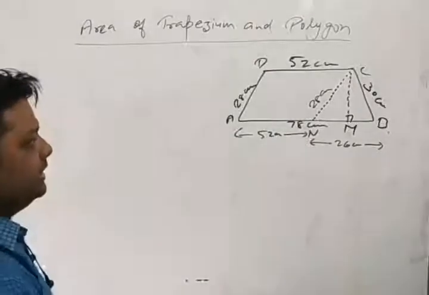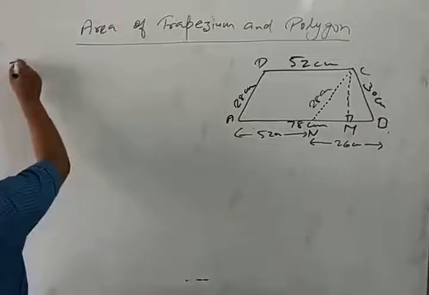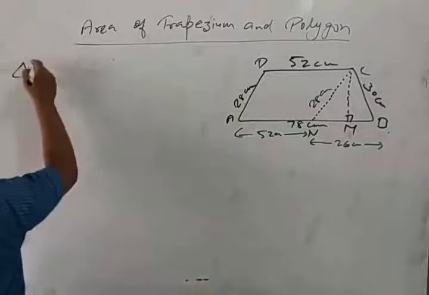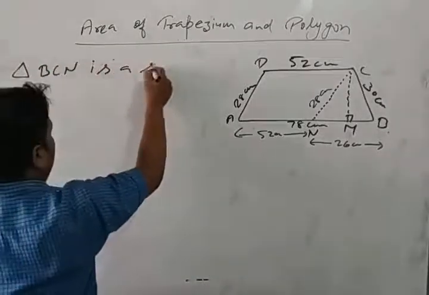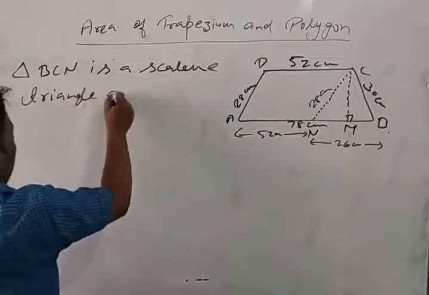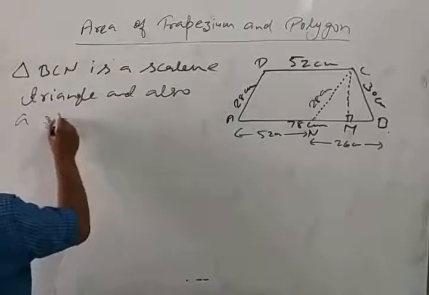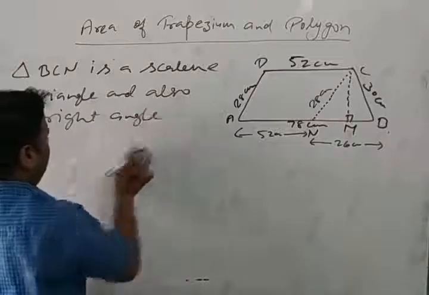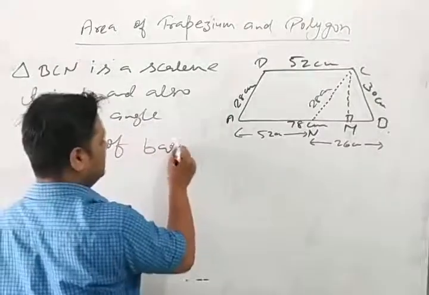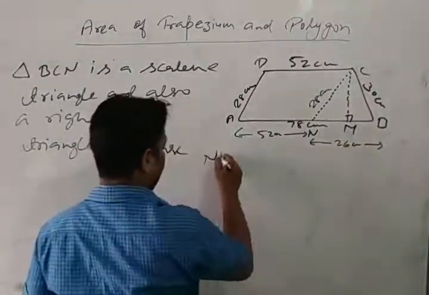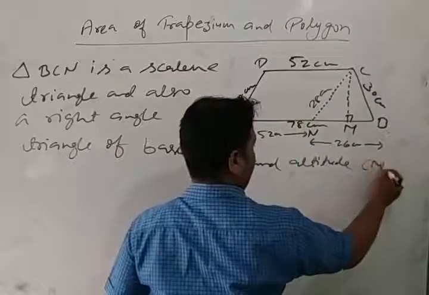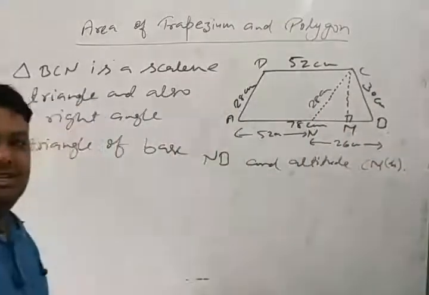Now, we can say that triangle BCN is a scalene triangle and also a right angle triangle, with base NB and altitude CN. We can say H, we can also say height.